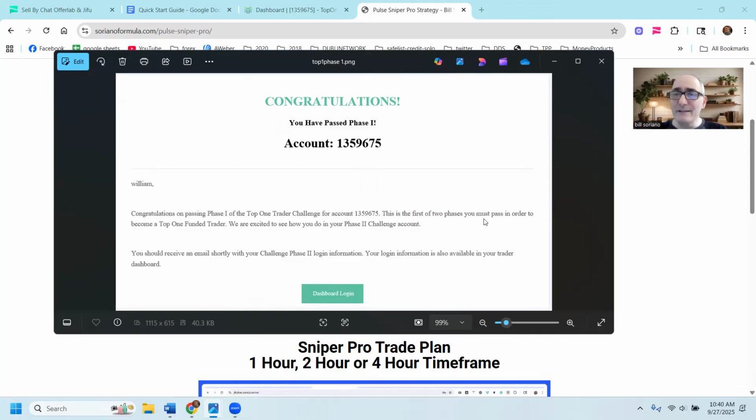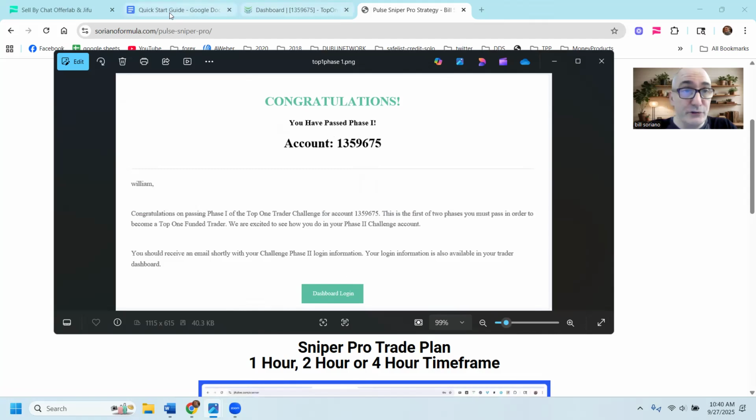There's also daily limits that you can lose, and if you exceed them, you fail the challenge as well. But I did pass phase one, and now on phase two, I have to get a 5% gain before I get my live funded account that I can trade with and earn an 80-20 split.